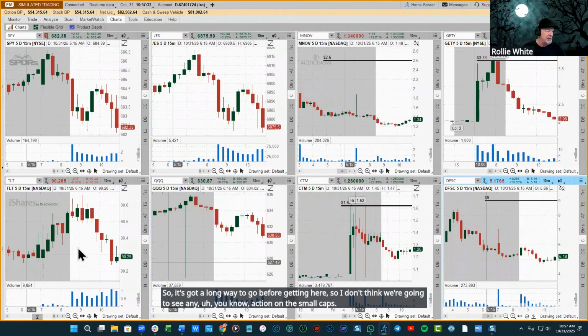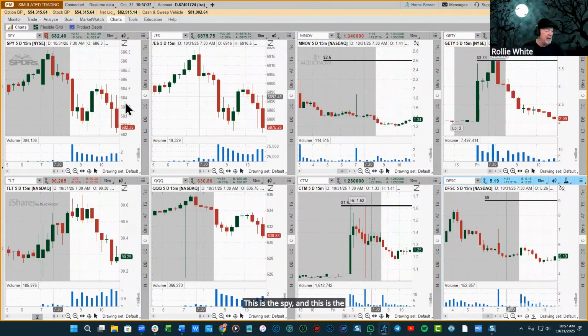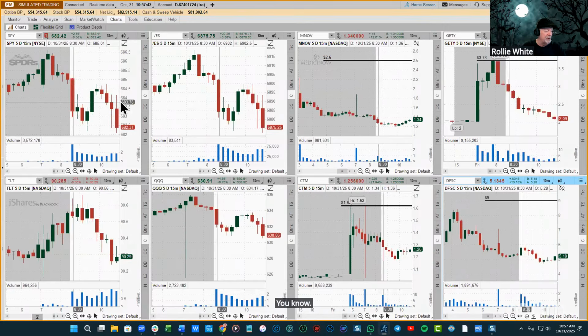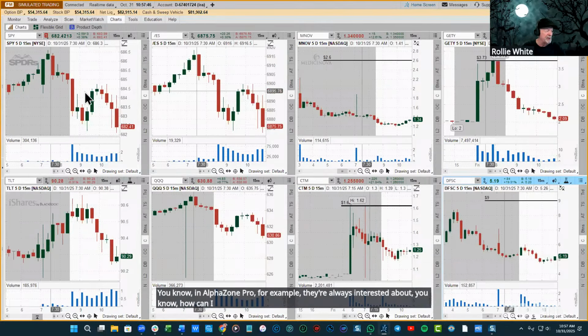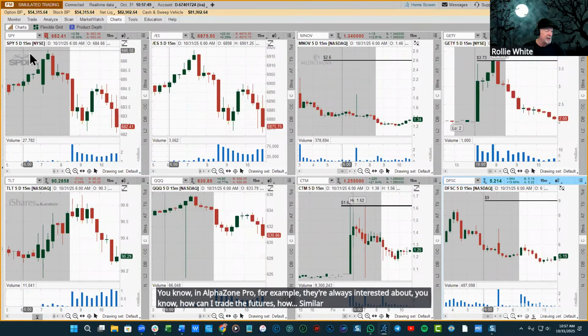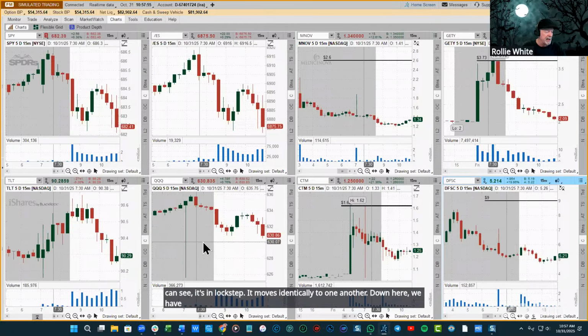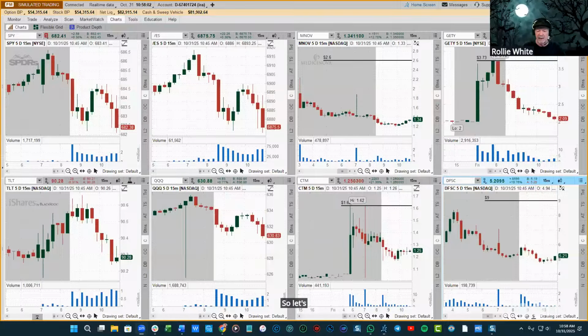If you're wondering what these other charts are, this is the SPY. And this is the E-mini S&P. And I put these two together because a number of people, in AlphaZone Pro, for example, are always interested in how can I trade the futures? How similar is it to the SPY? And you can see it's in lockstep. It moves identically to one another. Down here, we have bonds and the QQQ. But anyway, on the small cap front, no activity there whatsoever.